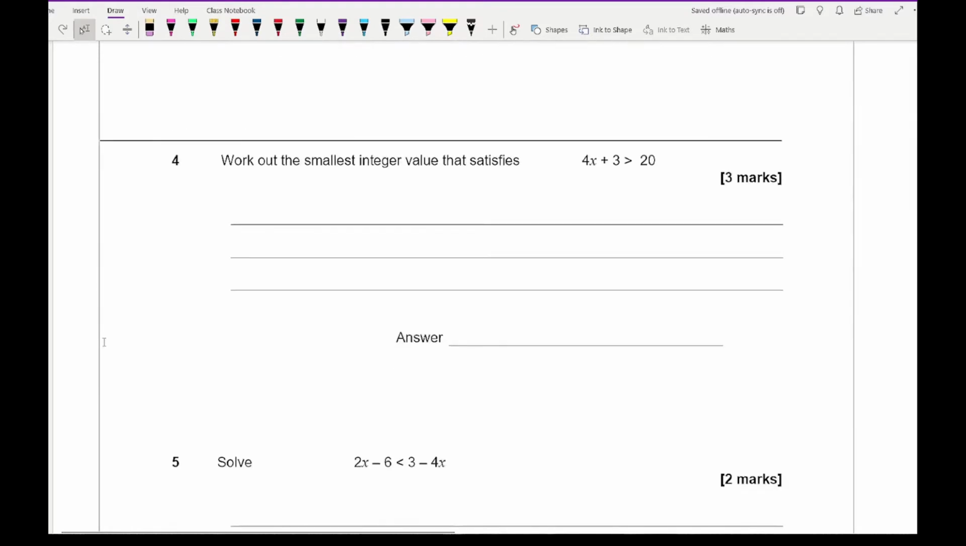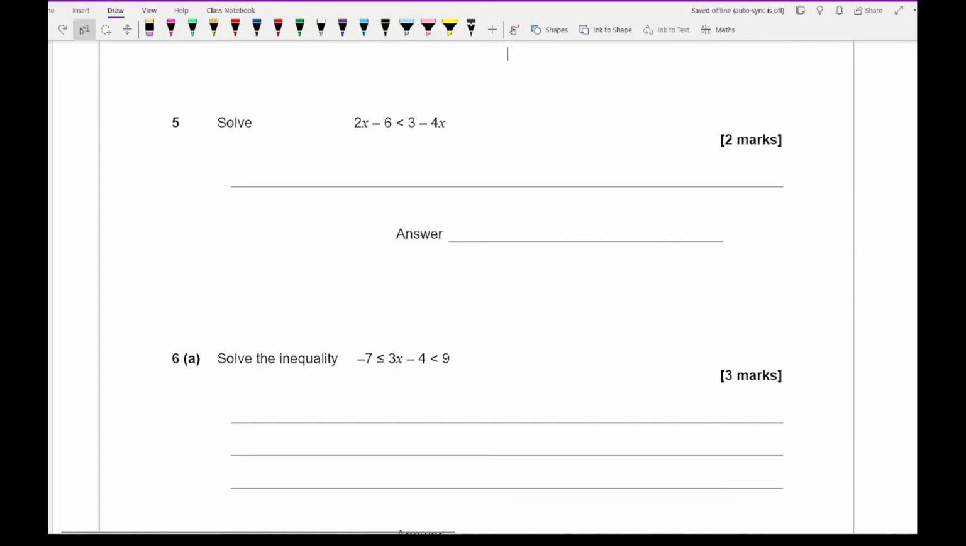Now it's really important that you do read the questions carefully. Don't just simply look at a question without reading the text and understanding what the question is asking for. So here it says work out the smallest integer, so the smallest whole number that satisfies this equation. So here I've got 4x, and if I take the 3 over, I end up with 17. And so x is greater than 17 over 4. Now 17 over 4 as a decimal is 4.25. So the smallest integer that x can be, it's got to be bigger than 4.25, or the smallest integer therefore is going to be 5.